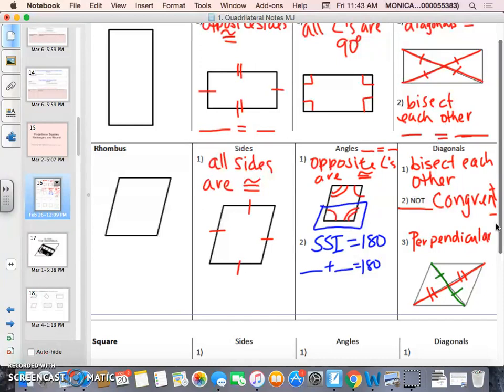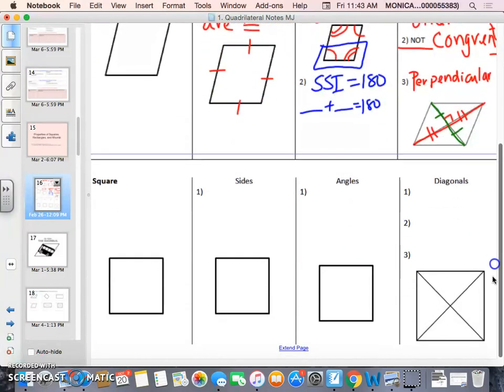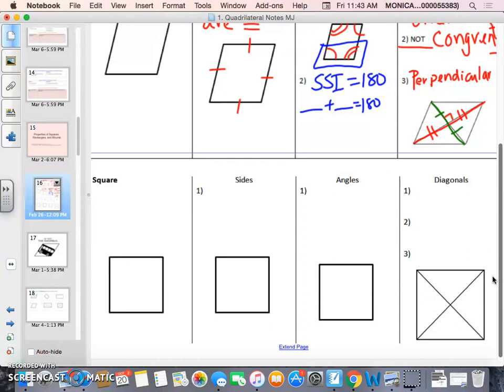And what does that mean? That means they make a 90-degree angle. So all 4 of those angles are 90 degrees. Kind of cool property. And the last one is our favorite, the square.